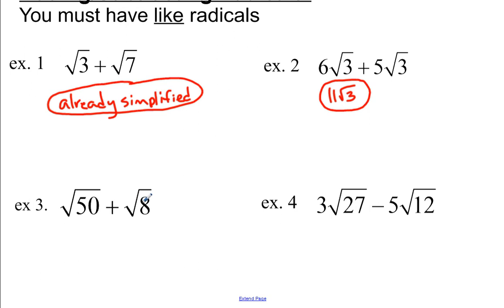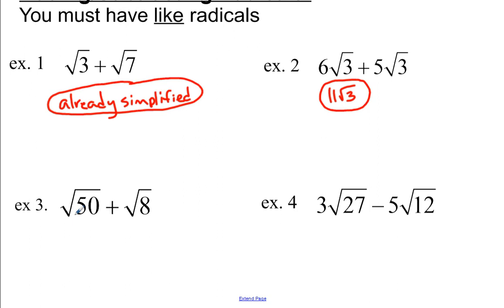Radical 50 plus radical 8. You might say, well, isn't that just like example 1? They're not the same radicals, so we're done. And I would say, maybe. I won't know until I try to simplify each one of these. And if I can simplify them, perhaps they're going to be more like example 2.